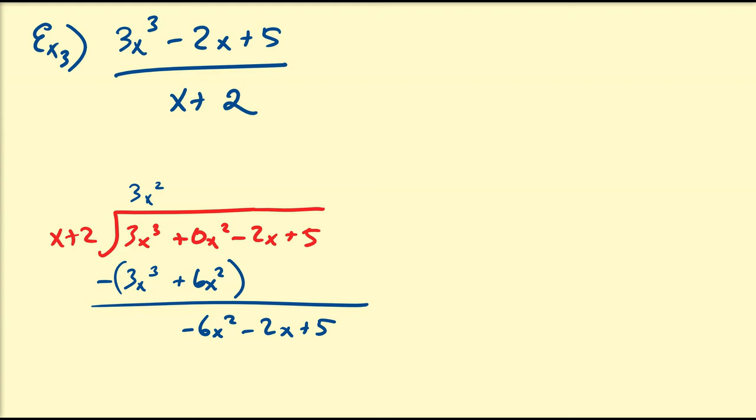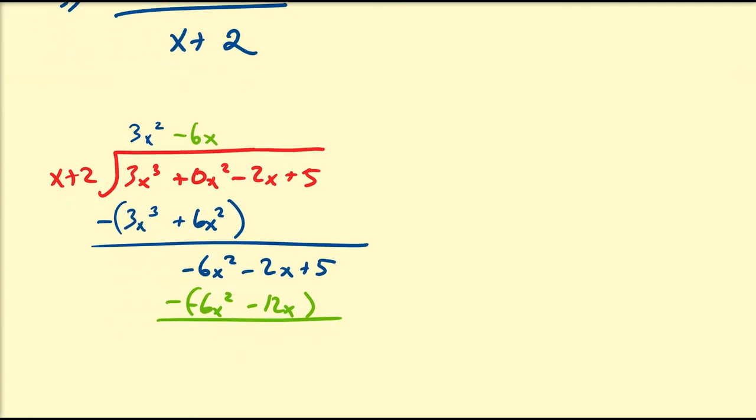X times what gives us negative 6x squared? That is going to be minus 6x, multiply. Minus 6x times x is going to be minus 6x squared by design. Minus 6x times 2 is going to be minus 12x, and subtract. Negative 2 minus negative 12 is the same as negative 2 plus 12, which is going to be 10x. Bring down your 5. X times what gives us 10x? That's going to be 10.